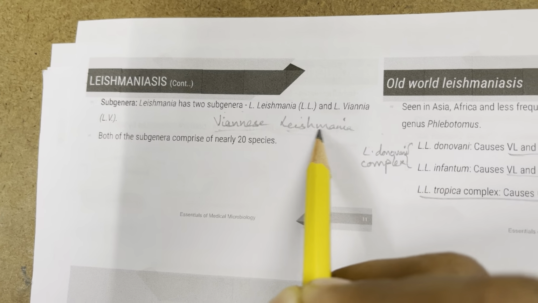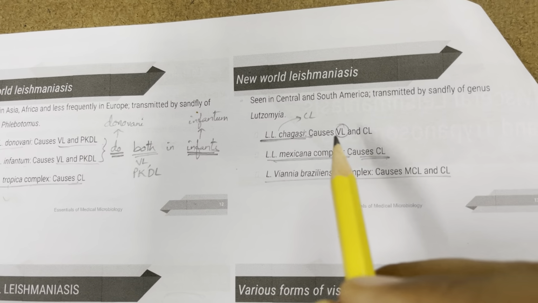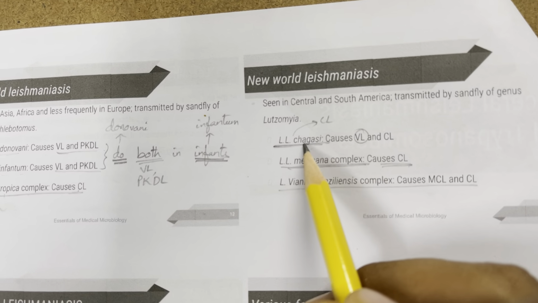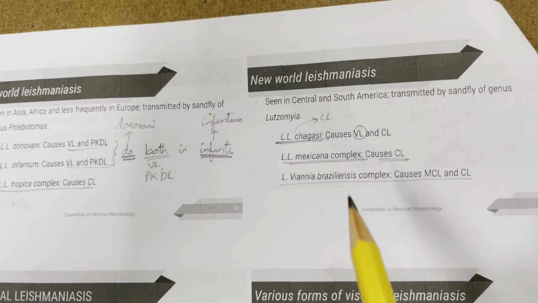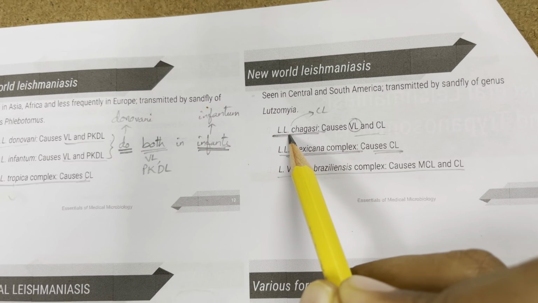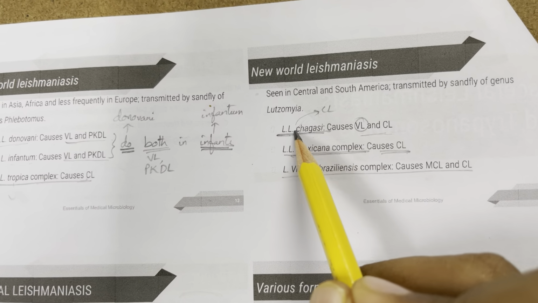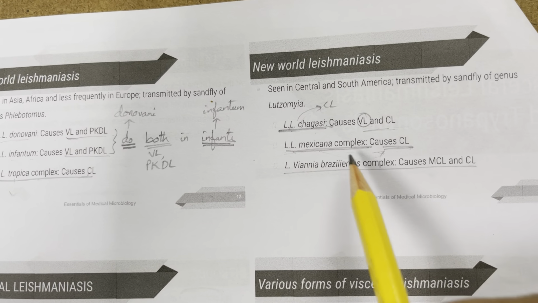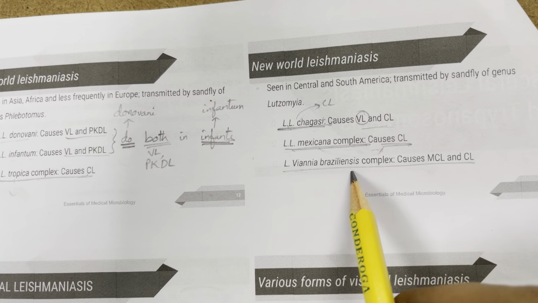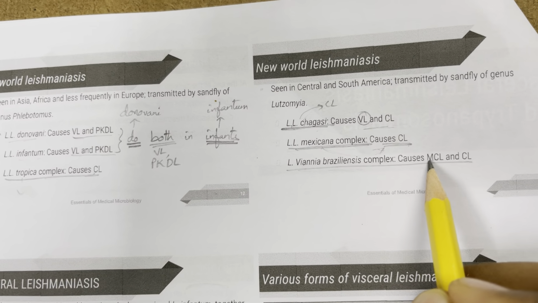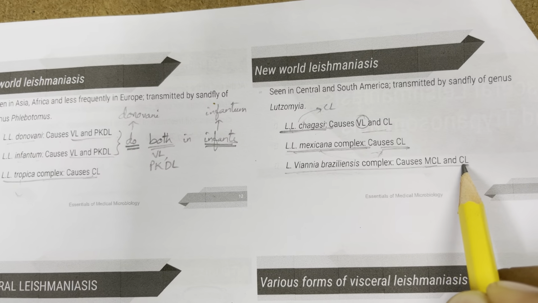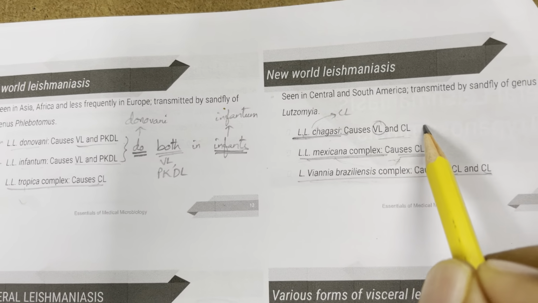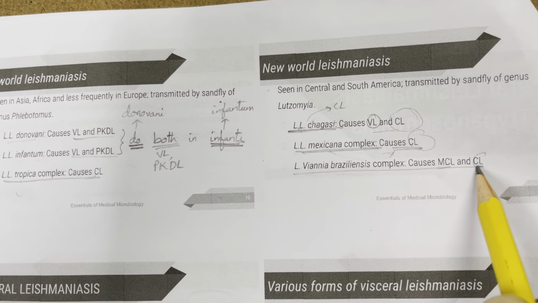New World leishmaniasis is seen in Central and South America, whereas Old World is seen in Asia and Africa and less frequently in Europe. In New World leishmaniasis, you have Chagasi. South America, obviously, it causes VL and CL. C, Chagasi, CL, and L again for VL. And Mexicana again causes CL. Finally the Viannia braziliensis complex causes MCL and CL, mucocutaneous and cutaneous. All the New World leishmaniasis cause CL. Cutaneous. New World is always related with the skin.